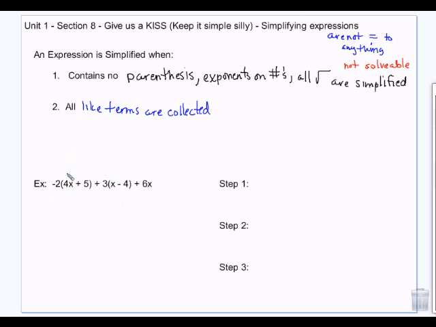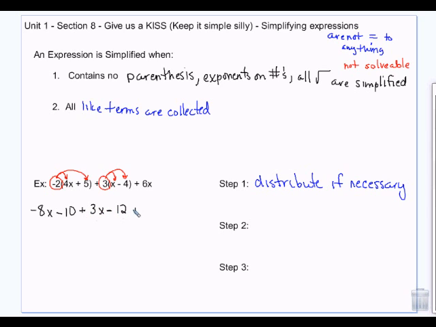So when we are going to be asked to simplify this, the first thing we need to do is distribute if necessary. It's not always necessary, but if you have parentheses like this with a number in front, you need to distribute first. So I'm going to take this -2 and multiply it times 4x and 5, and I'm going to take this 3 and multiply by x and -4. So I get -8x minus 10 plus 3x minus 12 plus 6x. No questions on that part, right?